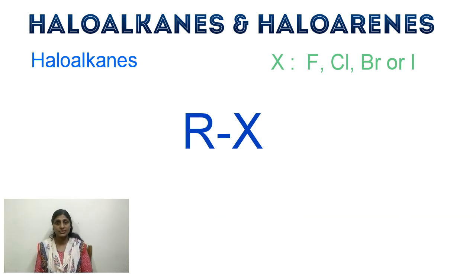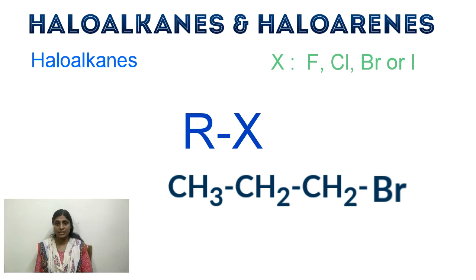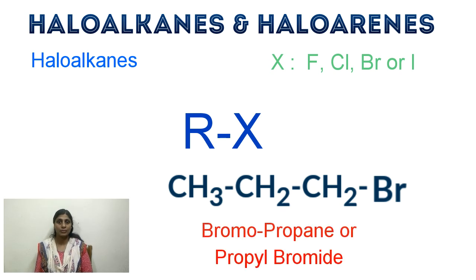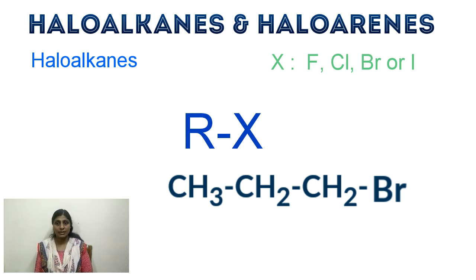Another example, CH3CH2CH2Br. Three carbon atoms are there, so the propyl group is there. You can read it as bromopropane or propyl bromide. In haloalkanes, the halogen atoms are attached to the sp3 hybridized carbon atom of an alkyl group. That is, the alpha carbon atom should be sp3 hybridized. That is the condition. And what is the alpha carbon atom? The carbon atom which is attached to the functional group is called the alpha carbon atom.